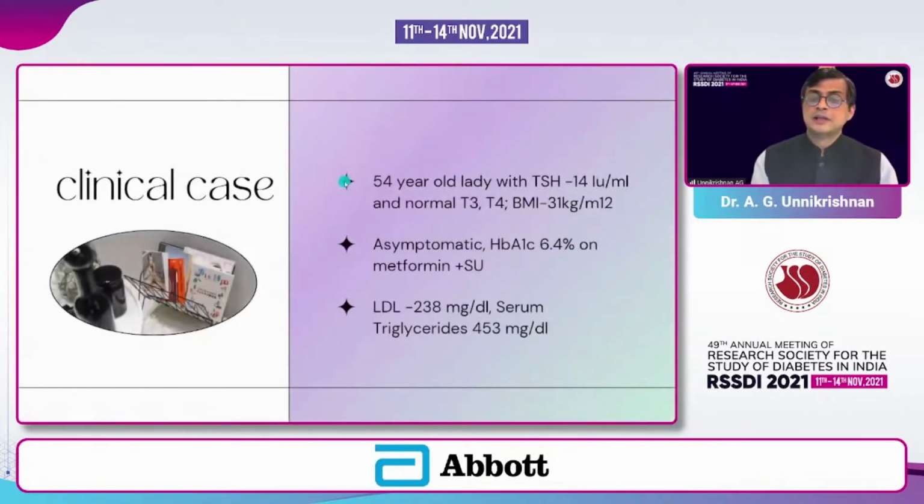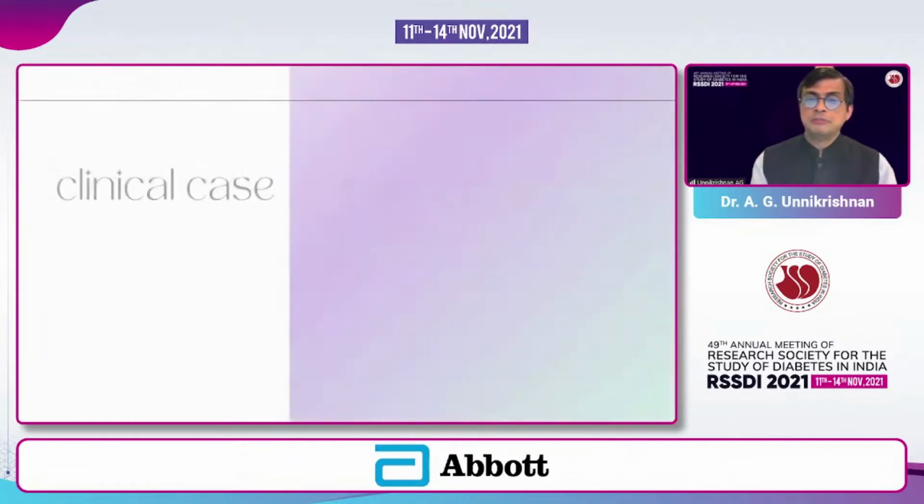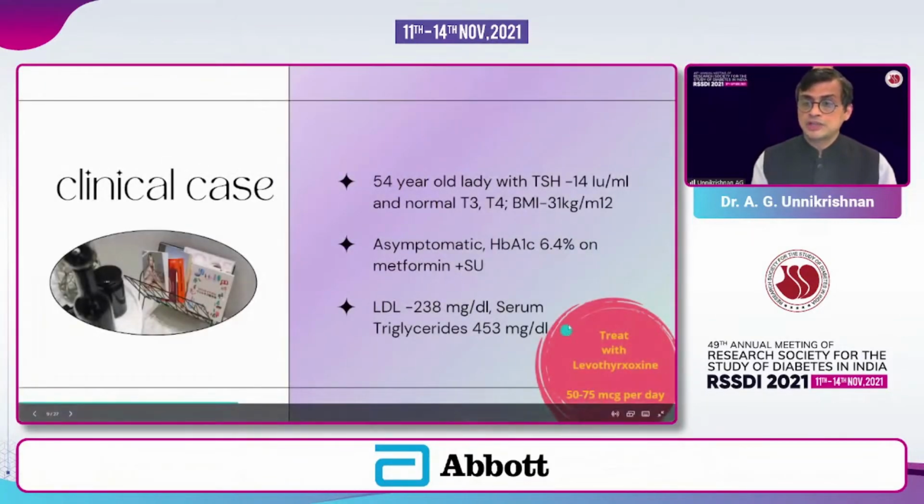So let's look at a case. A 54-year-old lady with a TSH of 14. She has a normal T4 and T3, BMI is 31. She is asymptomatic, HbA1c is 6.4% on metformin and sulfonylurea. There is dyslipidemia. So certainly such a patient would be an ideal patient for treatment with levothyroxine because this is subclinical hypothyroidism and the TPO should also be done in this patient, but nevertheless, because of dyslipidemia, treatment with thyroxine is ideal in this subclinical hypothyroid patient.